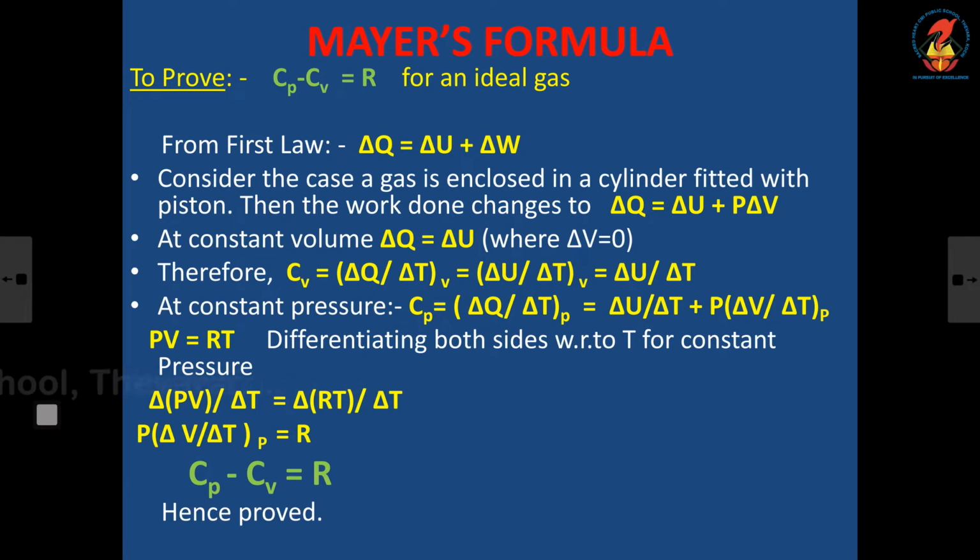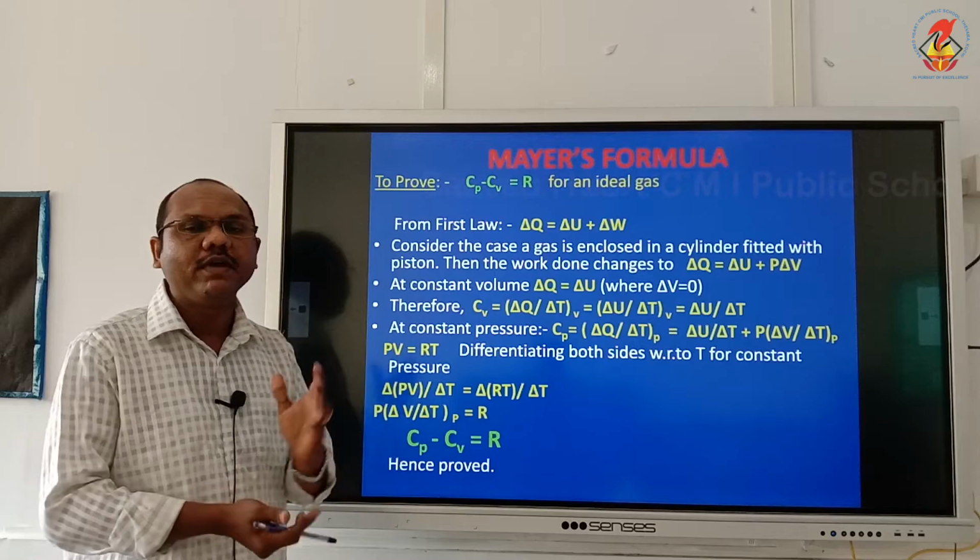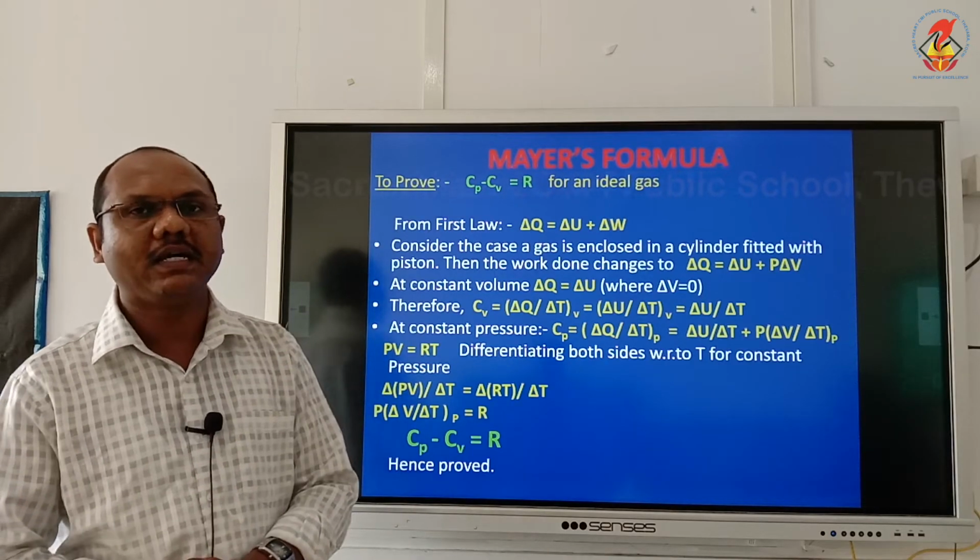Mayer's formula gives the relation between Cp and Cv. I already told you Cp is greater than Cv, so Cp minus Cv is equal to R for an ideal gas. This is actually Mayer's formula: Cp minus Cv is equal to R. So we are going to prove Mayer's formula.